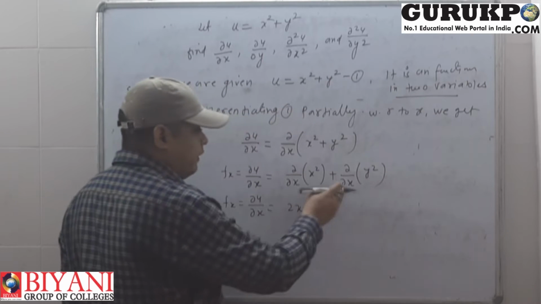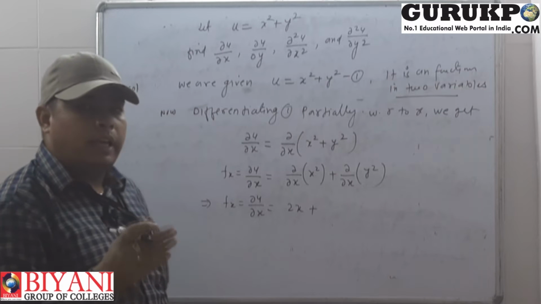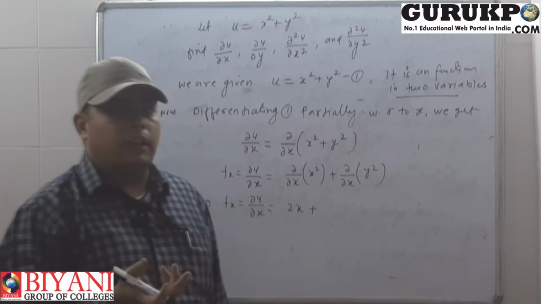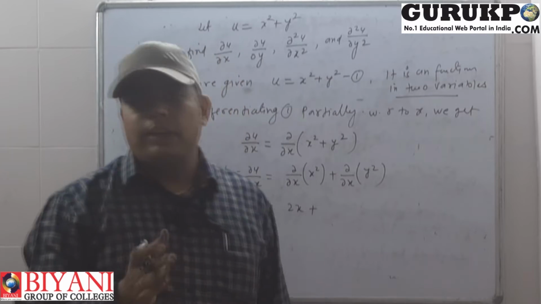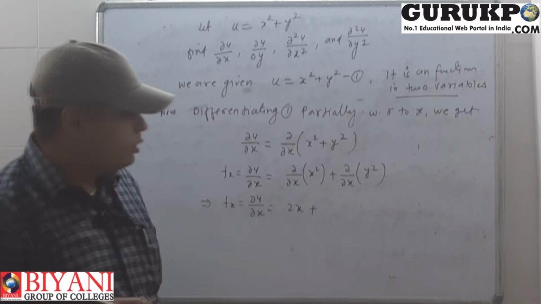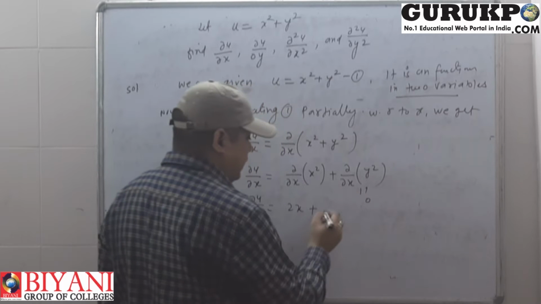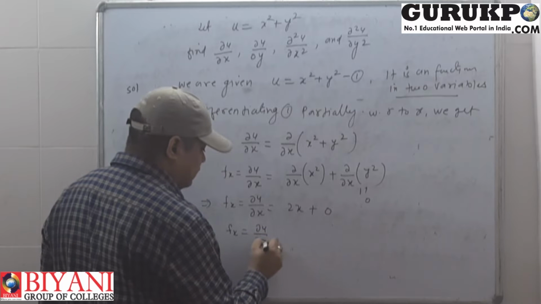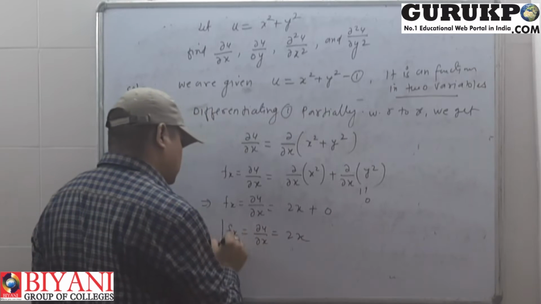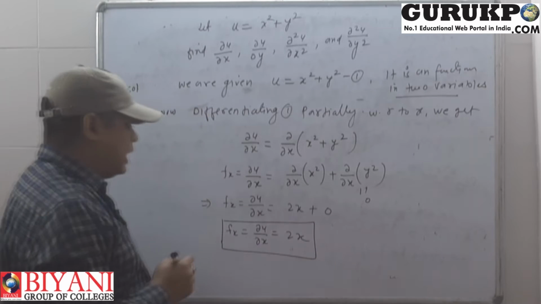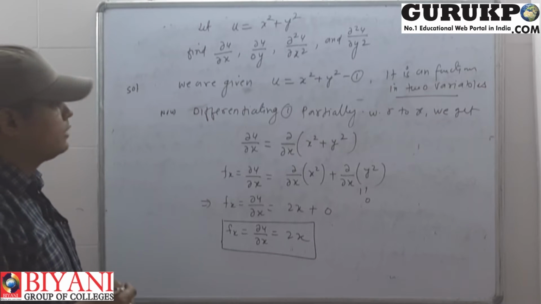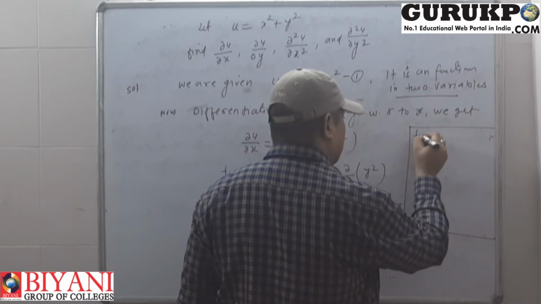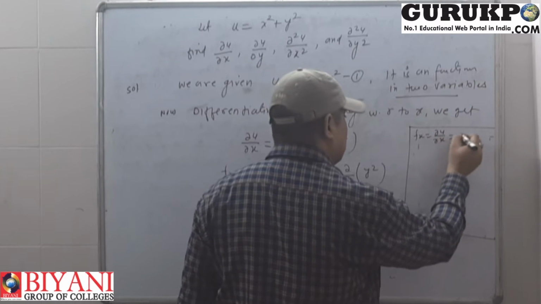Here we see that y is the other variable, and we know that while applying the partial differentiation property, when we differentiate the function with respect to one variable, the second variable is treated as a constant, and the derivative of a constant is always 0. Therefore this will become 0, and it is 2x plus 0. Therefore f of x, that is del u by del x, is 2 of x. So for further calculation we write f of x, del u by del x, is 2 of x.